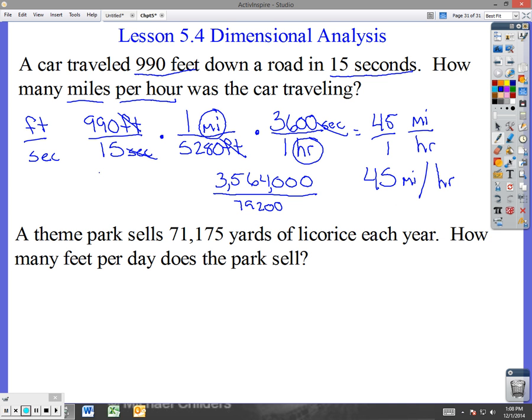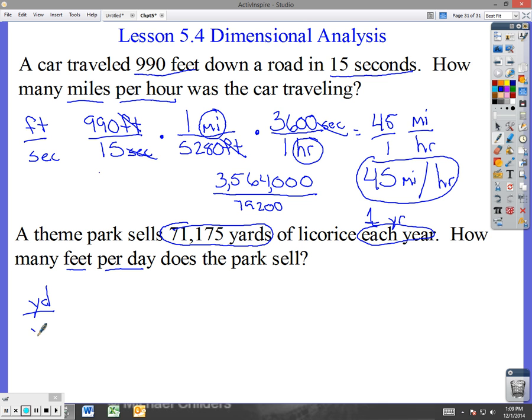A theme park. Well, a popular theme park around here is Cedar Point. Let me circle my final answer. A theme park sells 71,175 yards of licorice each year. How many feet per day does the park sell? So we have 71,175 yards each year. So in 1 year. But we want to say, how many feet is that per day? So I'm going yards over years.